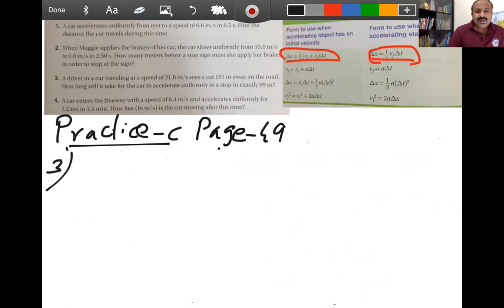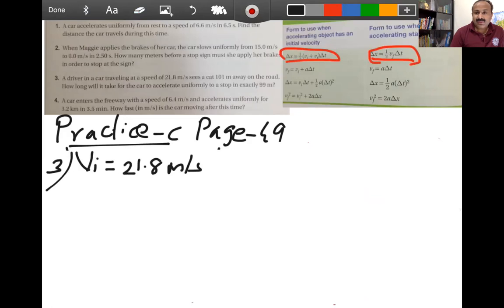A driver in a car traveling at a speed 21.8 meter per second sees a cat 101 meter away on the road. How long will it take for the car to accelerate uniformly to a stop in exactly 99 meters? So the question is, once again, we can read: a car traveling at 21.8 meter per second. So your initial velocity is 21.8 meter per second. He sees a cat 101 meter away on the road. How long will it take for the car to accelerate to a stop in 99 meters?